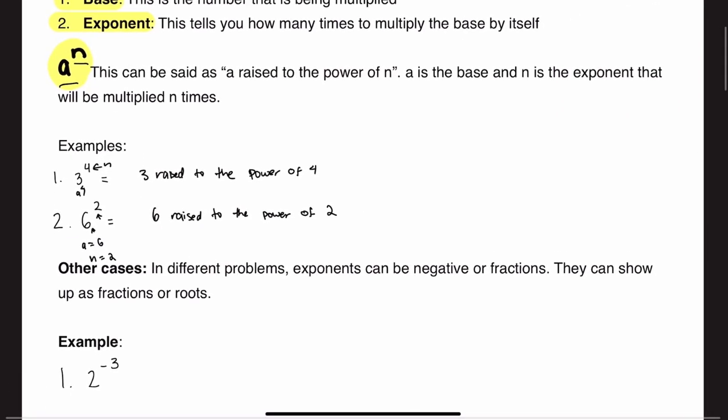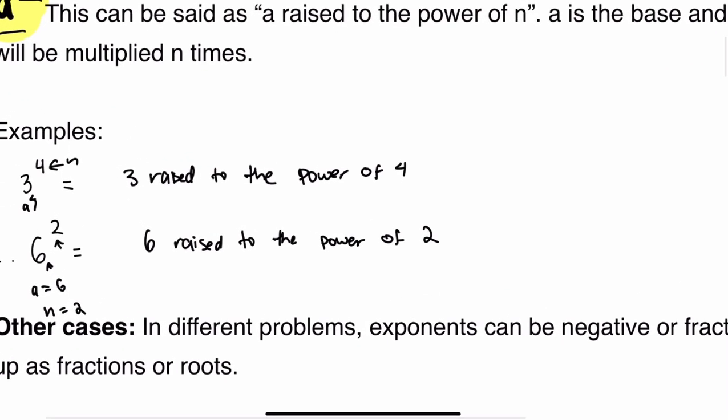And if you want to evaluate this, this is basically just saying that 3 is going to be multiplied by itself 4 times. So this is going to be 3 times 3 times 3 times 3, which gives us 81. The second one is 6 multiplied by itself 2 times. So this will be 6 times 6, which gives us 36.